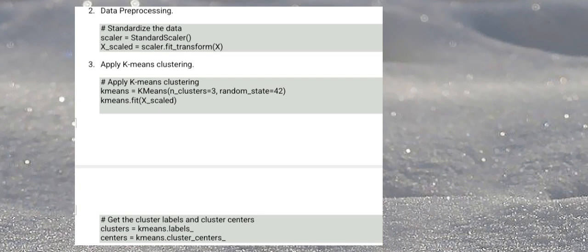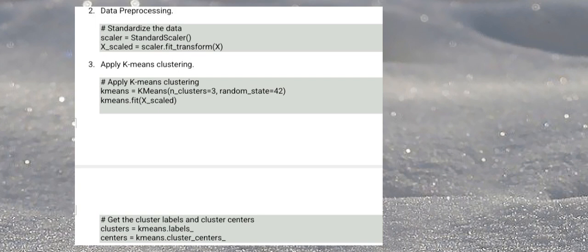Apply k-means clustering. kmeans equals KMeans(n_clusters=3, random_state=42). An instance of the k-means clustering algorithm is created. n_clusters equals 3. These parameters specify that the algorithm should attempt to find 3 clusters in the data.